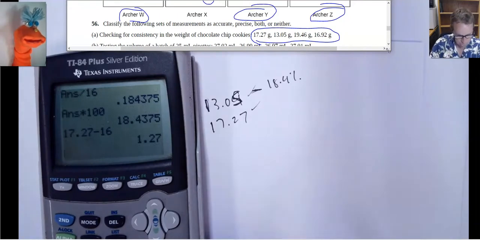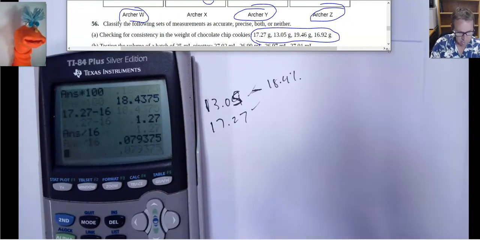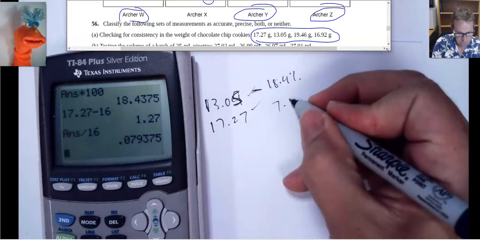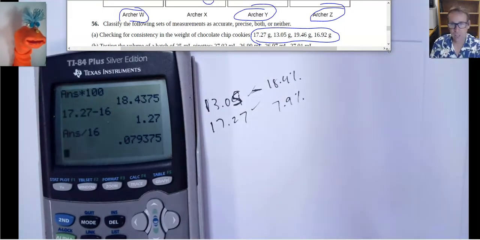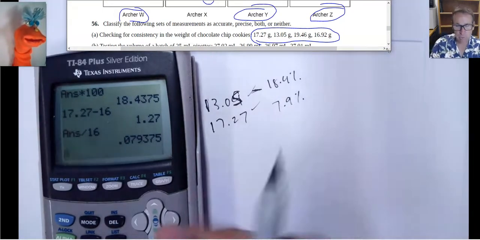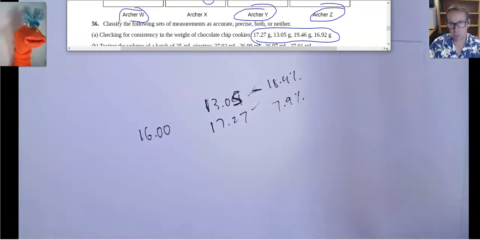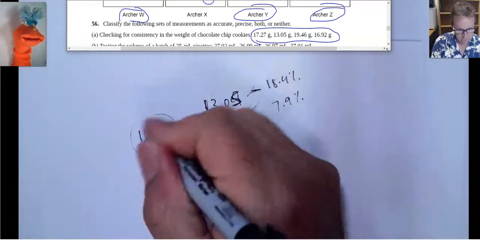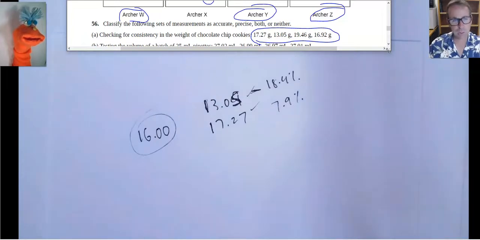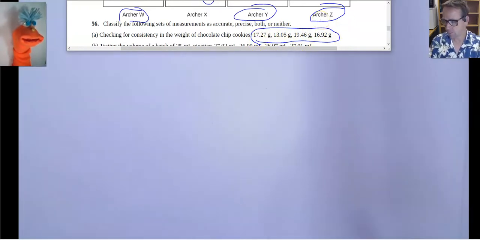All right, we do the 17.27 minus the 16. That's 1.27. Divide by the 16 now. That's 7.9% of our actual value that we're after. So both of these are more than 5% off from, let's say, some value of 16. They would also likely be more than 5% off from an average that you would get from looking at those four. Okay, very good stuff.